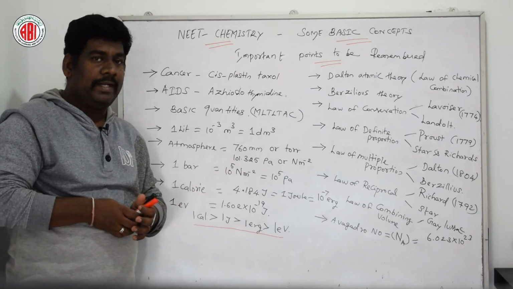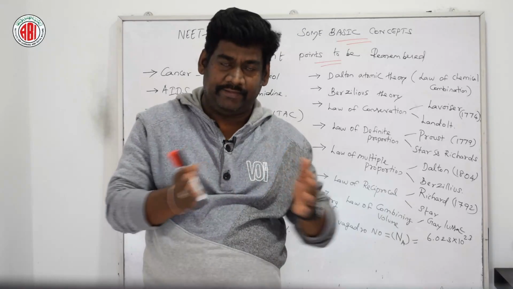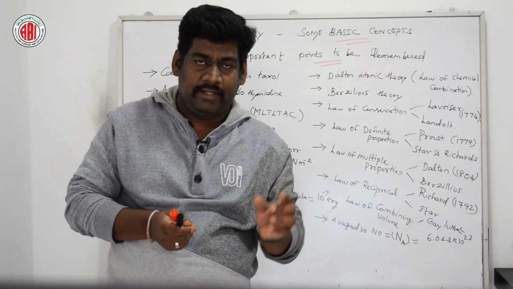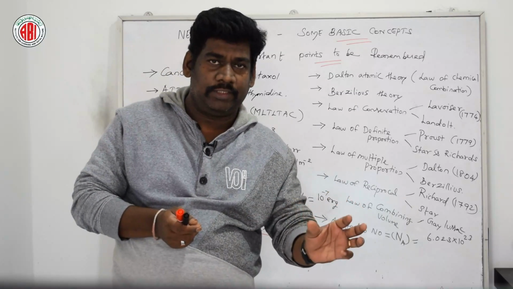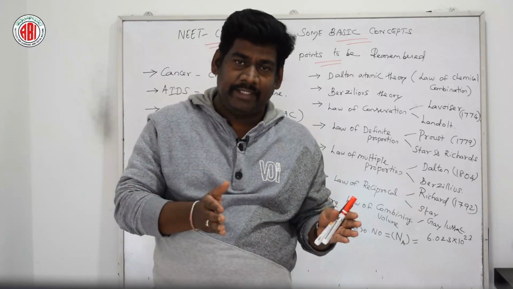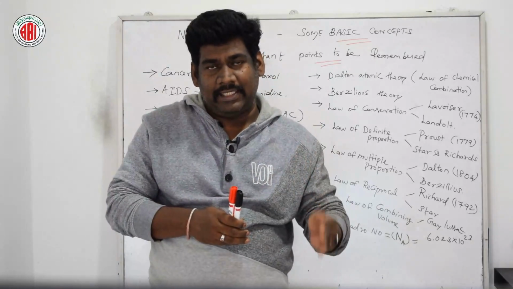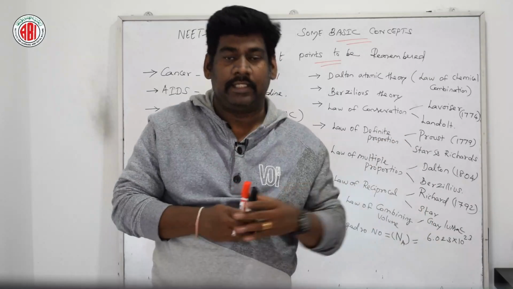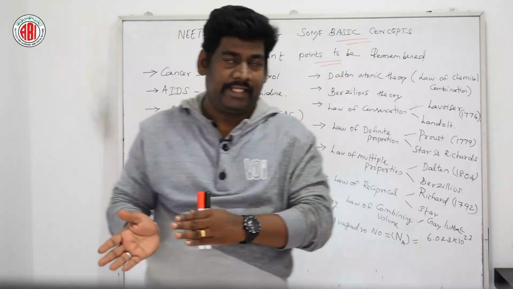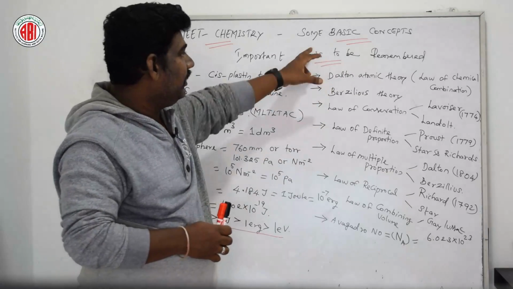So few more points are also there. When we are discussing matter, matter is divided broadly into 2 categories, mixtures and pure substances. Mixtures are further categorized into 2 types, homogeneous and heterogeneous mixtures. Pure substances are further divided into 2 categories, elements and compounds. The elements are further divided into 3 categories: metals, non-metals, and metalloids or semi-metals. Then compounds are further divided into 2 categories, inorganic compounds and organic compounds. This chart is to be remembered. That is also a part of some basic concepts.